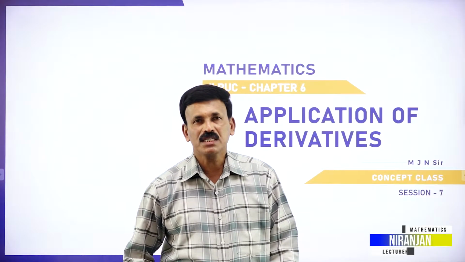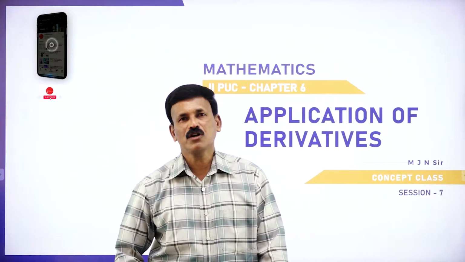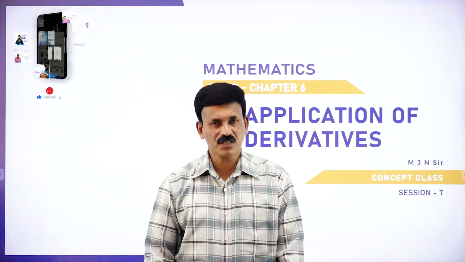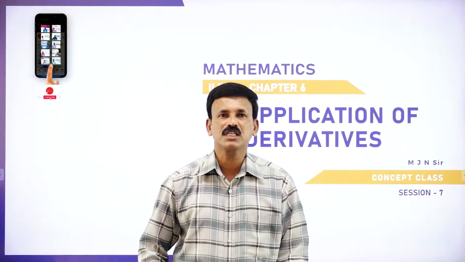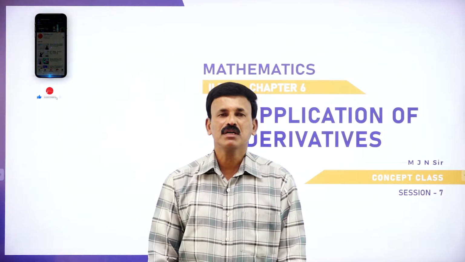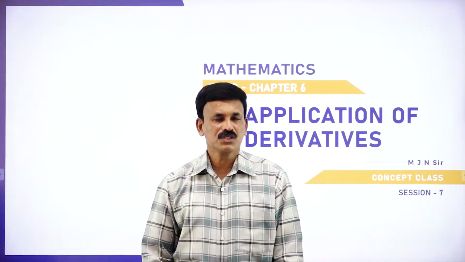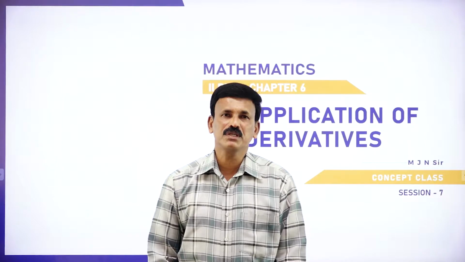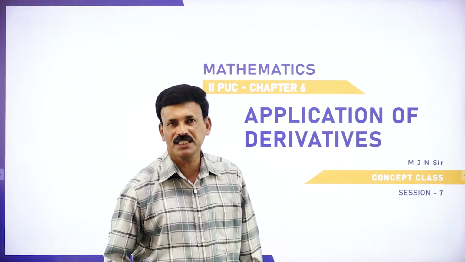In my previous class, we discussed approximation, finding the approximate value using differentials. Now in this session, I am going to discuss a very important concept called maxima and minima: how to find the maximum value and the minimum value of a function, that is, the local maxima and local minima. There are two methods: one is the first derivative method, another is the second derivative method.